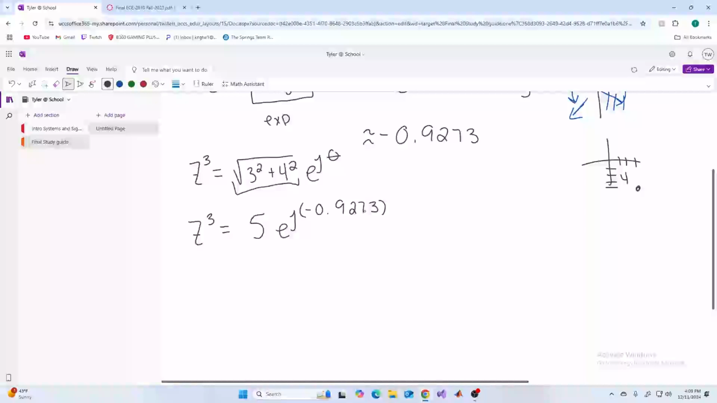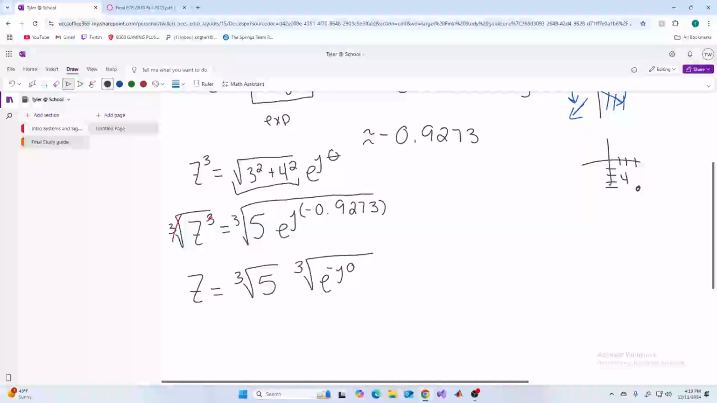So I need z alone. To do that, I take the cube root of both sides, so this cancels out. And so I get z equals the cube root of 5 and the cube root of e to the negative j 0.9273.